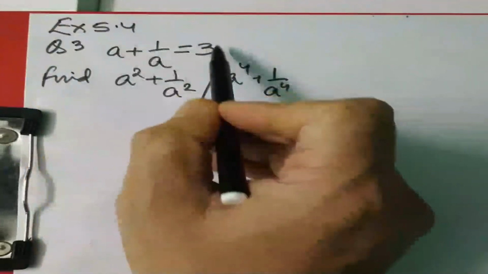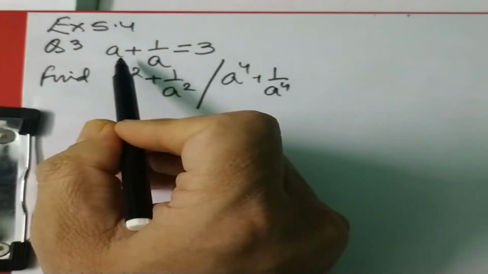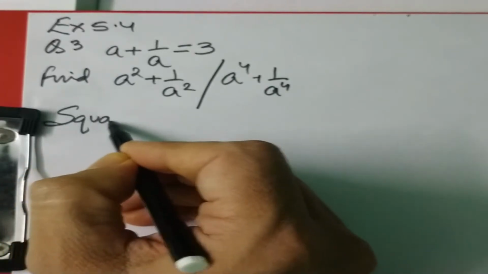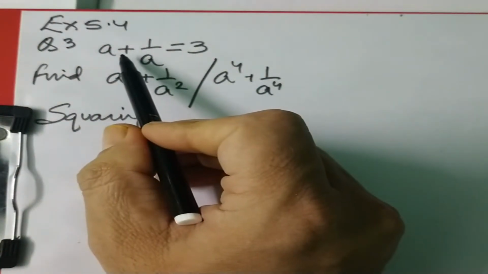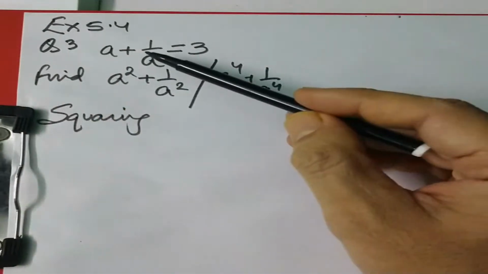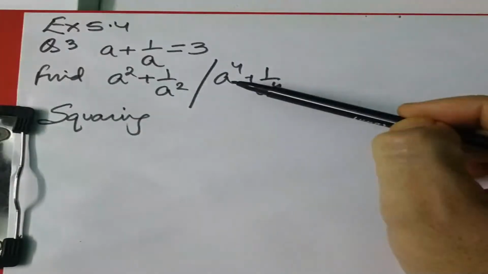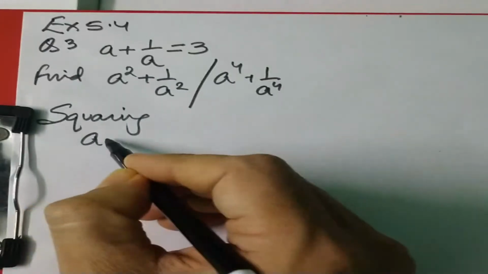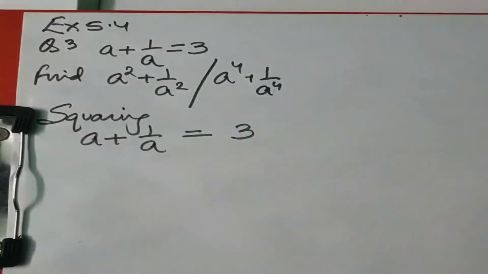So since we have to use this value and two answers we have to find, you will take a plus 1 upon a and do squaring of this. Now why are we squaring? Because the question says a plus 1 upon a is equal to 3. So I will square this and try to make this number as this one. So first, squaring a plus 1 upon a is equal to 3.